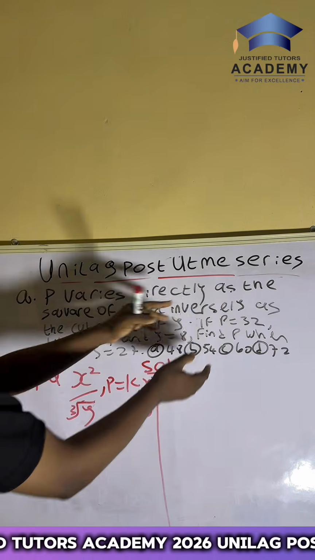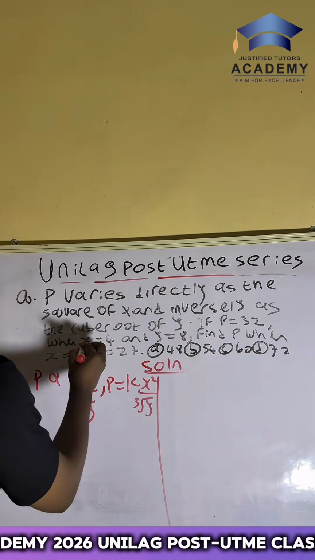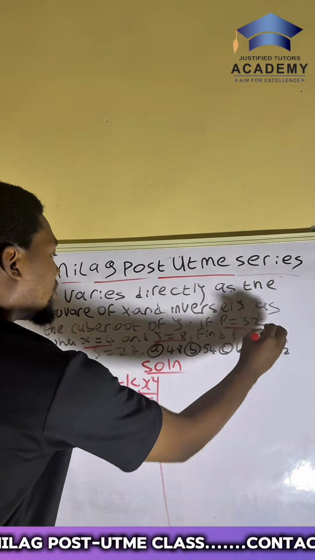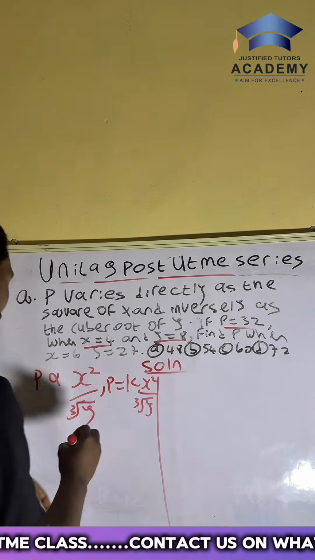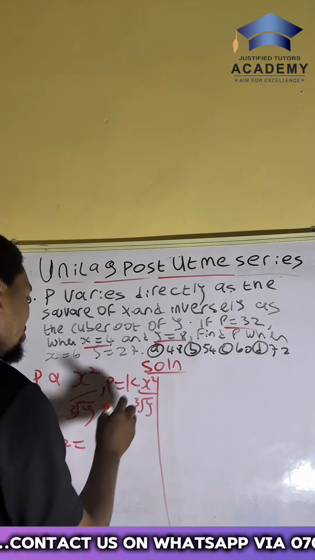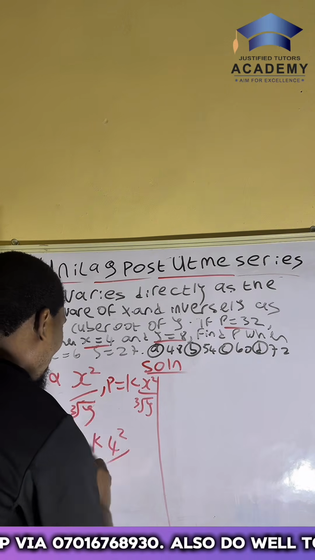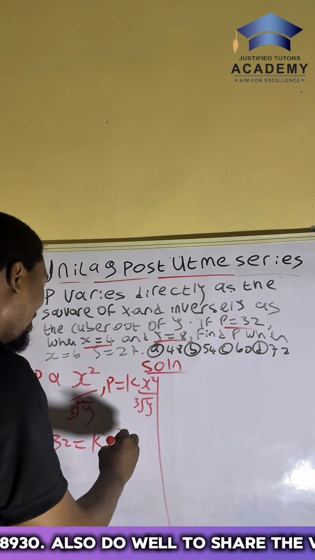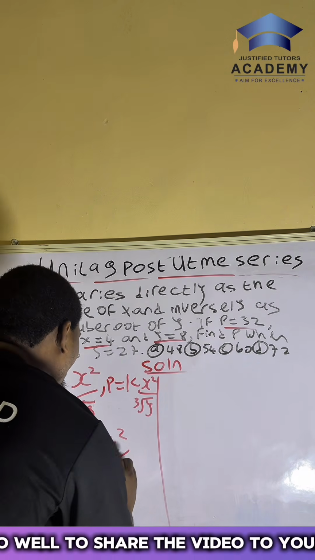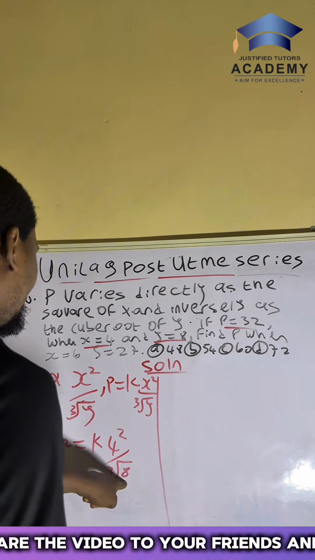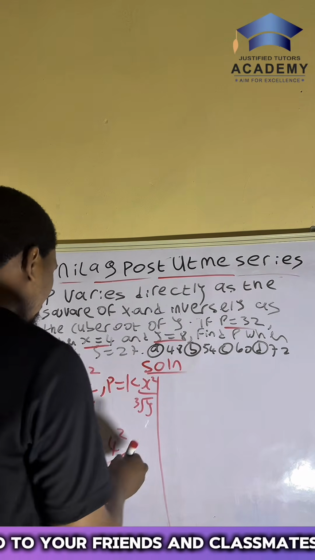Now let's solve. When P is this, x is this, and then y is this. Oh yeah, let's go. So now putting everything in the equation, we have 32 is equal to k, our x is 4, so 4 squared, over the cube root of y, which is 8. Cube root of 8.